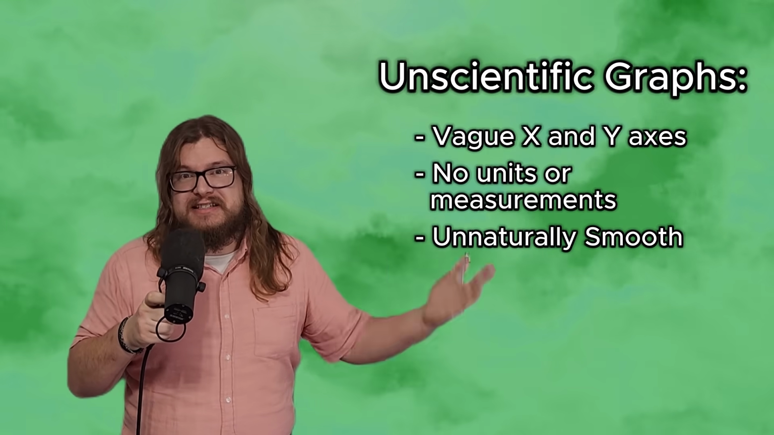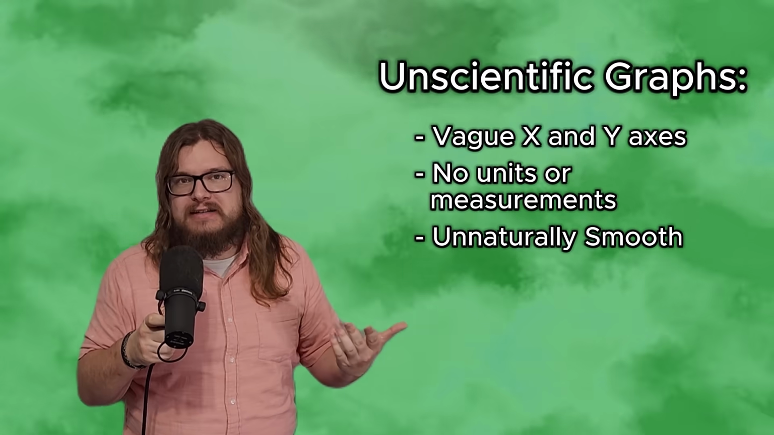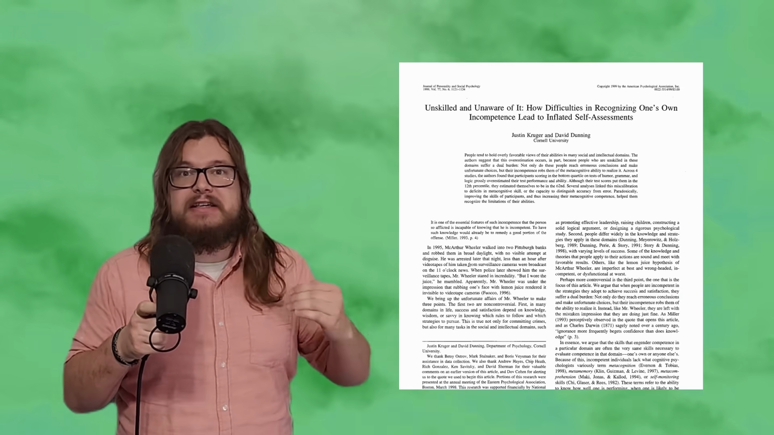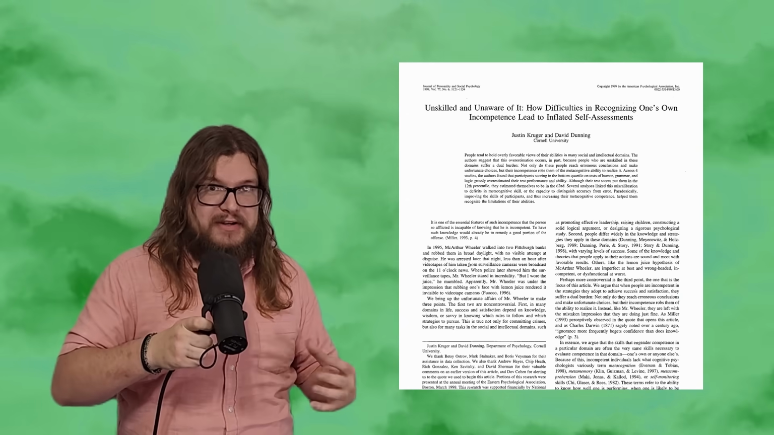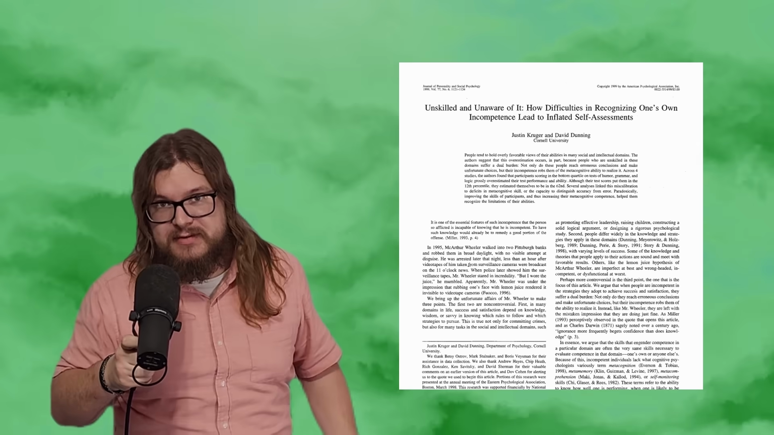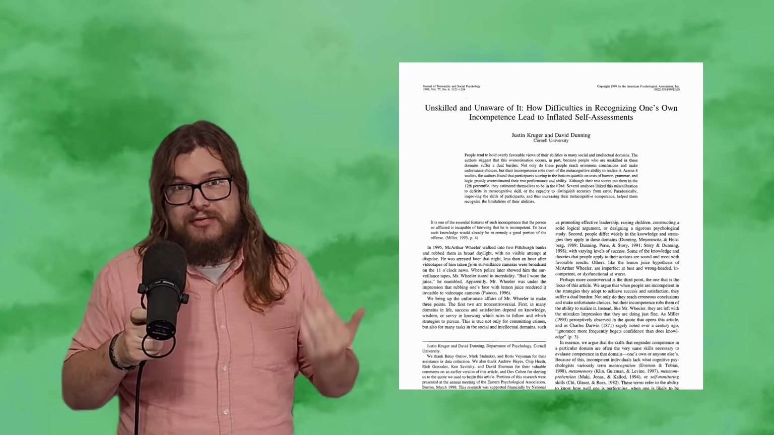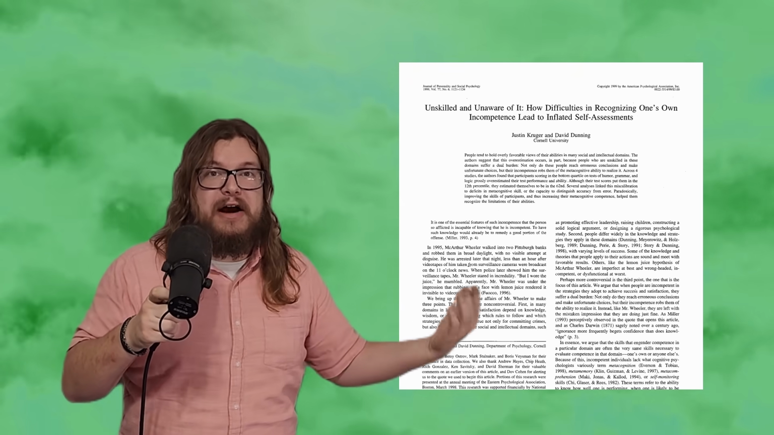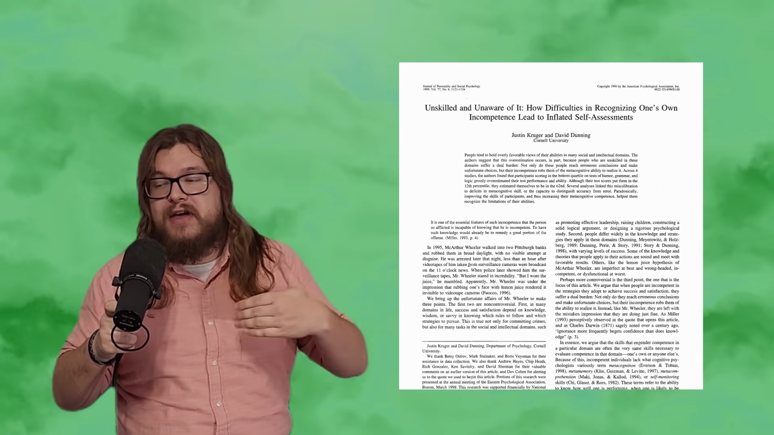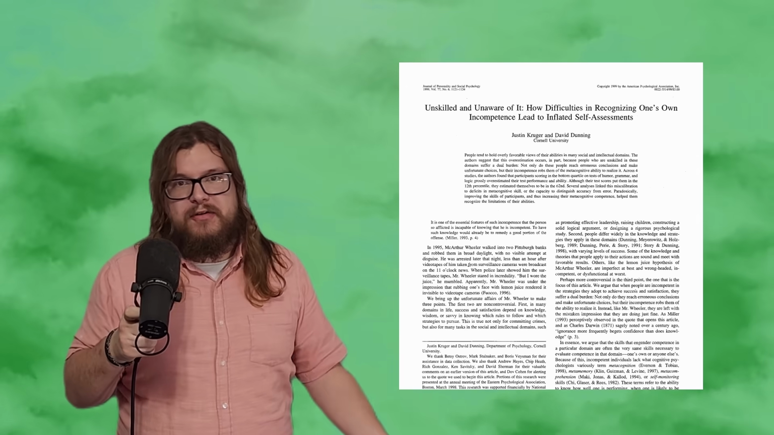So what does this cited paper say? What actually is the Dunning-Kruger effect? In 1999, Justin Kruger and David Dunning published Unskilled and Unaware of It: How Difficulties in Recognizing One's Own Incompetence Led to Inflated Self-Assessments, which, as far as academic papers go, is honestly a pretty concise title. They wanted to see how people's ideas of how skilled they are matched up with how skilled they actually were. The method they used was straightforward and to the point.